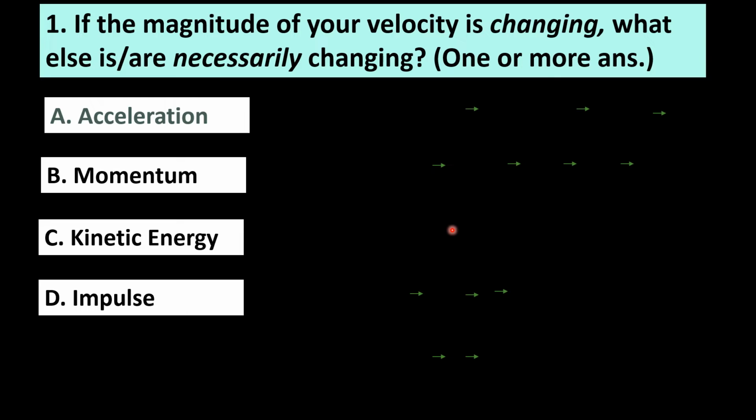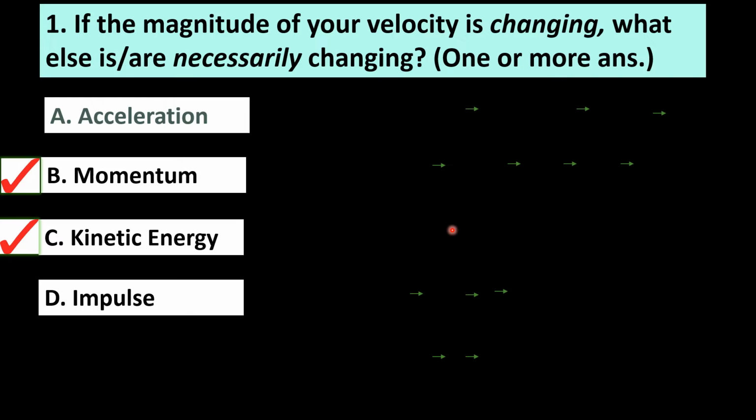Our first question: if the magnitude of your velocity is changing, what else is or are necessarily changing? We need one or more answers. For letter A, you have acceleration. Letter B, you have momentum. Letter C, kinetic energy. And D, impulse. So, if your answers are momentum and kinetic energy, then you are correct.